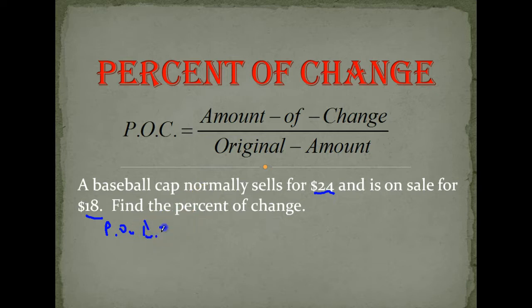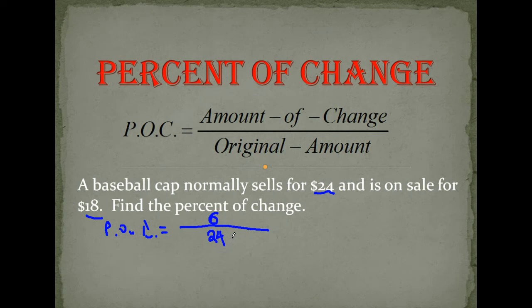is going to be the amount of change in the numerator. So it goes from 24 to 18. 24 minus 18 is 6. So that's my change. The original amount, well, it normally sells for 24. Then later it was on sale for 18. So 24 is my original amount.